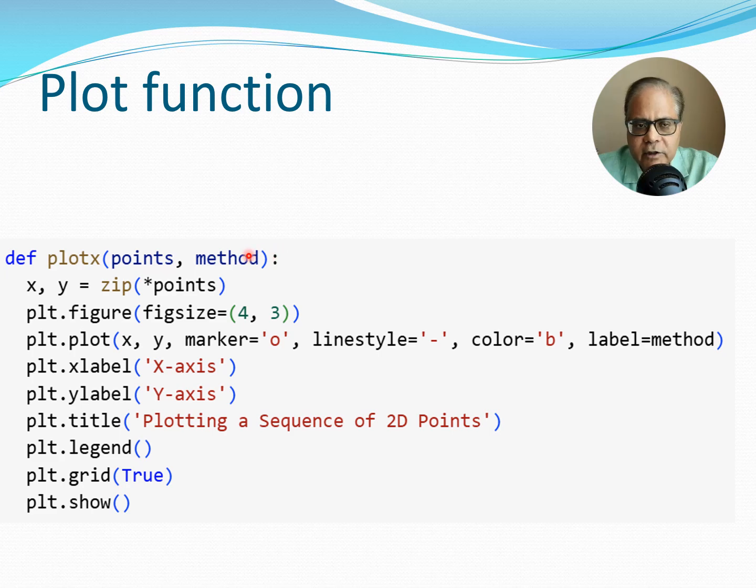So in the plot function, what is done is that the list is sent here. So I'm sending the list as points and the method name. And then I'm going to take this list and zip out of it the X and Y coordinates. And after that, I'm going to simply plot this XY in a graph here, and the graph size is mentioned here as 4 by 3. You can experiment with that size. Now of course color blue is mentioned here, and I put label as method here. So whatever method is being fed in, for example fr, st, and so on, is going to be put in the label here. So I will know which plot corresponds to which method. Finally I label X and Y, and I give the title of the plot as plotting a sequence of 2D points.